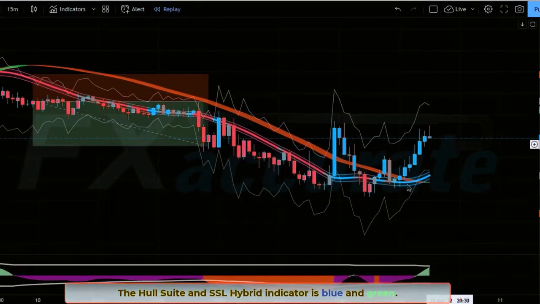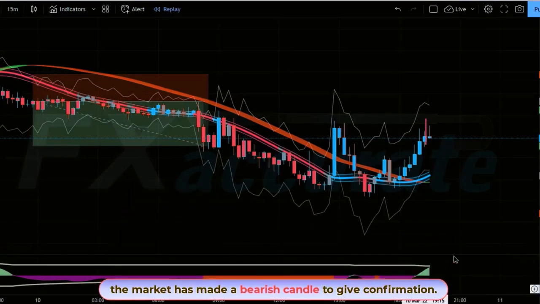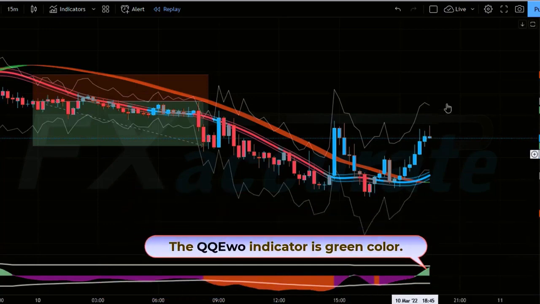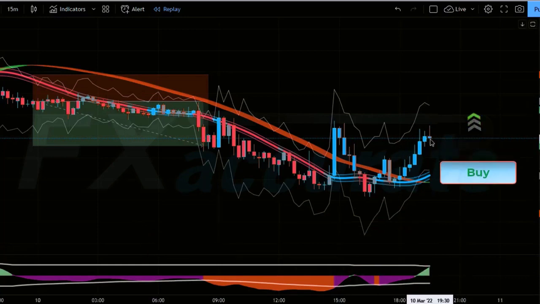Here the Hull Suite and SSL hybrid indicator is blue and green. The market has made a bearish candle to give confirmation. The QQEWA indicator is green color. So all our conditions are being fulfilled, so we are placing an order to buy.